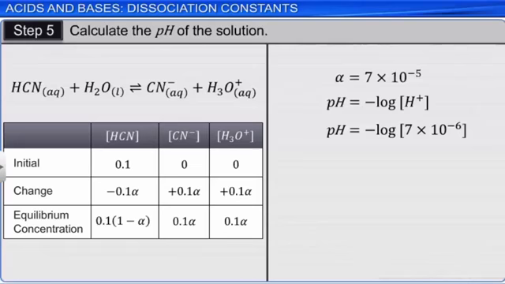This is equal to 6 minus log 7. Log 7 is 0.8451. Hence, the pH of the solution is equal to 6 minus 0.8451. This is equal to 5.1549. Thus, the pH of a decinormal solution of hydrocyanic acid is equal to 5.1549.